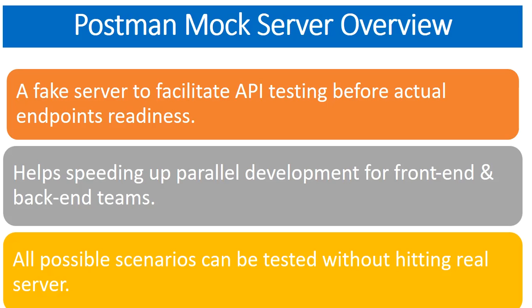So in such scenarios, we use mock servers, and Postman mock server is one of the servers that we can use. It's a fake server which facilitates API testing before the actual endpoints are ready. So even though we don't have actual endpoints and the real business logic implemented by the server side team, we can still proceed, and our front end team, our application development team, which is going to consume those APIs, can proceed based on this fake server and the simulated responses.